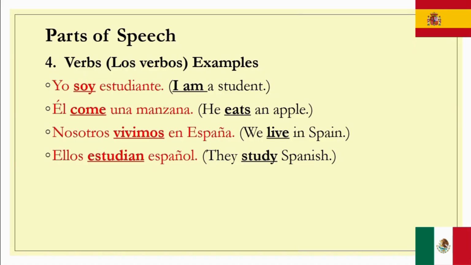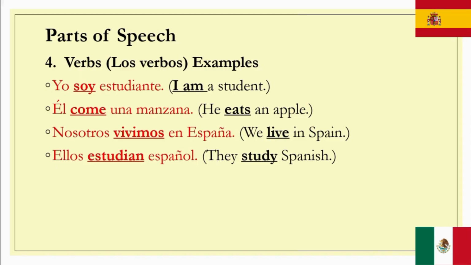Also, second example, he eats an apple. So he is a third person singular. So eats must be conjugated to a third person singular. So come. Okay, él come una manzana. The same with the third example, we live in Spain. So because we is a first person plural, or a mixed group of people, we must also conjugate the verb live to agree with the subject that does this action word. So vivir, its first person plural conjugation will be vivimos. Okay, nosotros vivimos en España.